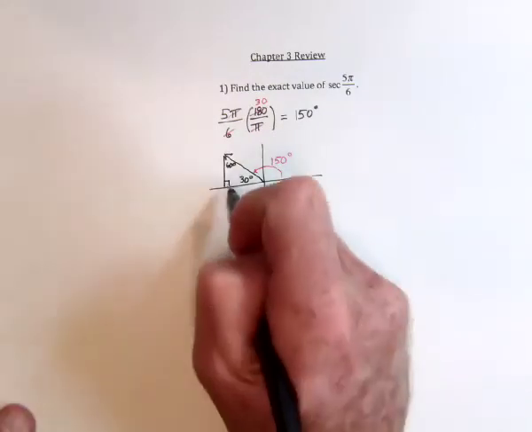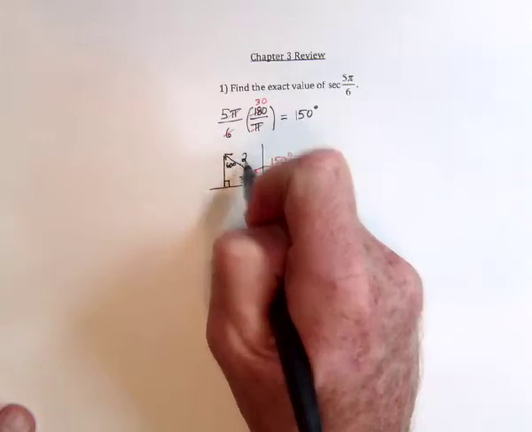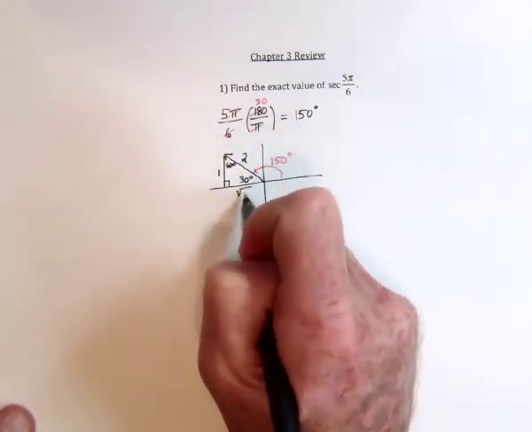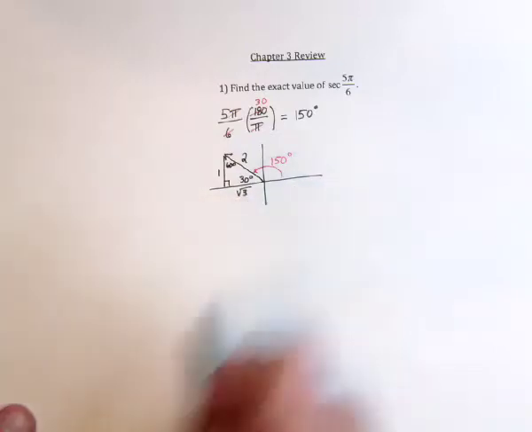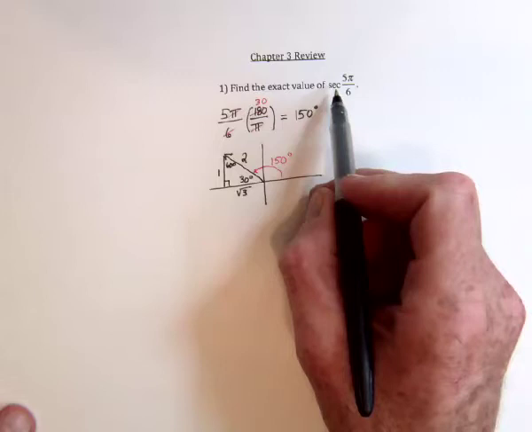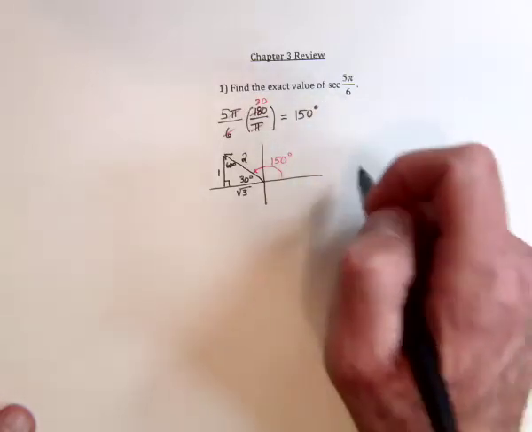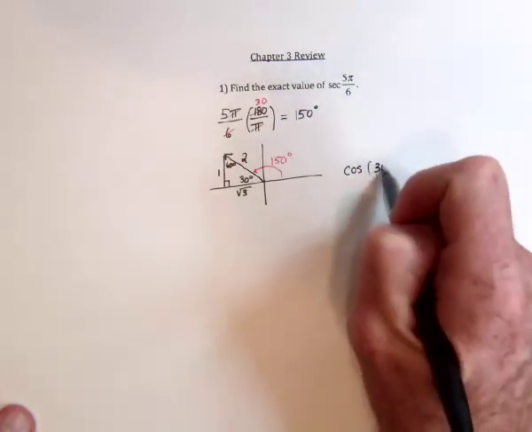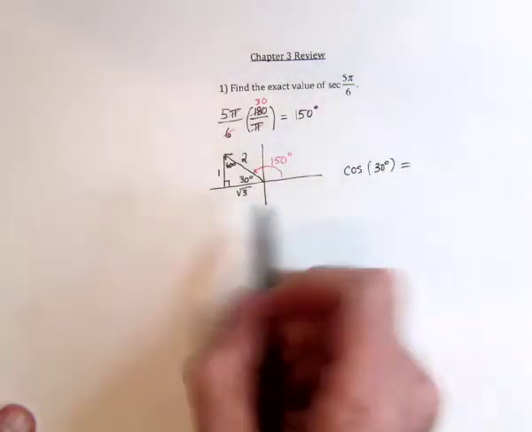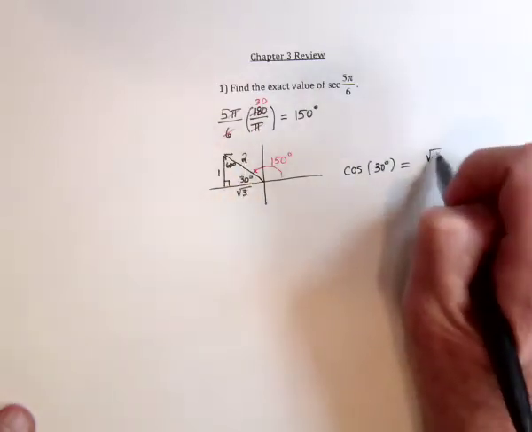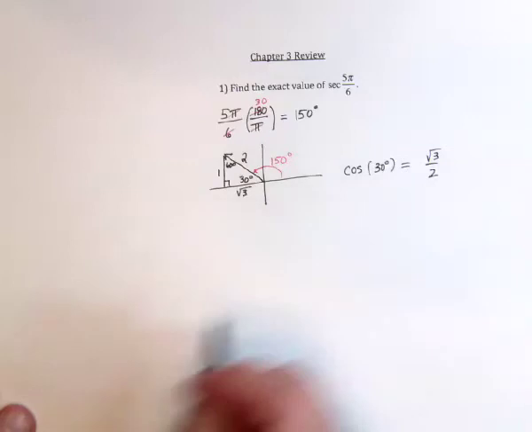So across from the hypotenuse is the largest side, 2, across from the 30 is the smallest side, 1, and this one across from 60 degrees is the square root of 3. So then for secant, well, I know that that's 1 over cosine, so I'll first find cosine. So cosine of 30 degrees is going to be adjacent over hypotenuse, so square root of 3 over 2.